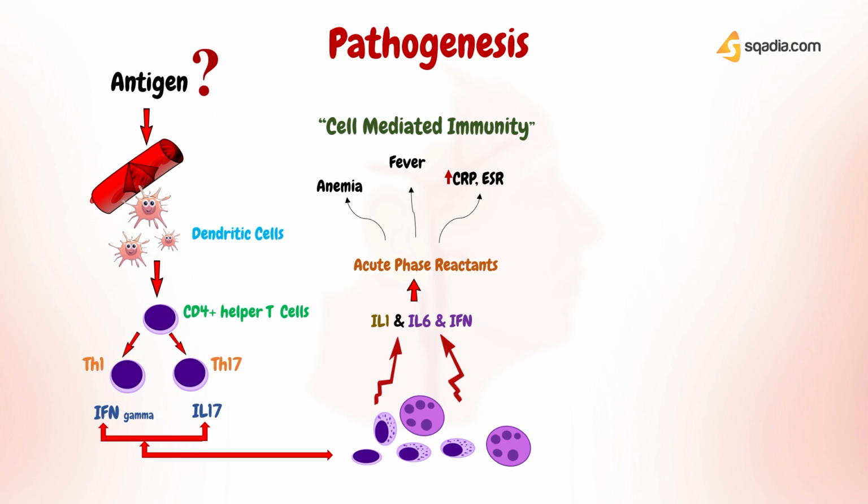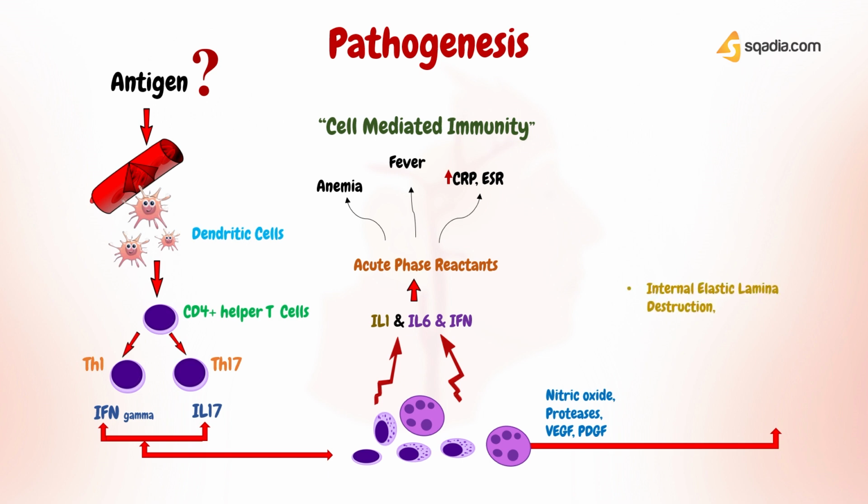These inflammatory cells produce proteolytic enzymes such as MMPs or matrix metalloproteinases, nitric oxide, and growth factors, which are vascular endothelial growth factor and platelet-derived growth factor. They then together cause local vascular damage. By damage, I mean that there is destruction of the elastic lamina, concentric intimal hyperplasia and proliferation, which is done as a repair mechanism, and abnormal intimal thickening.